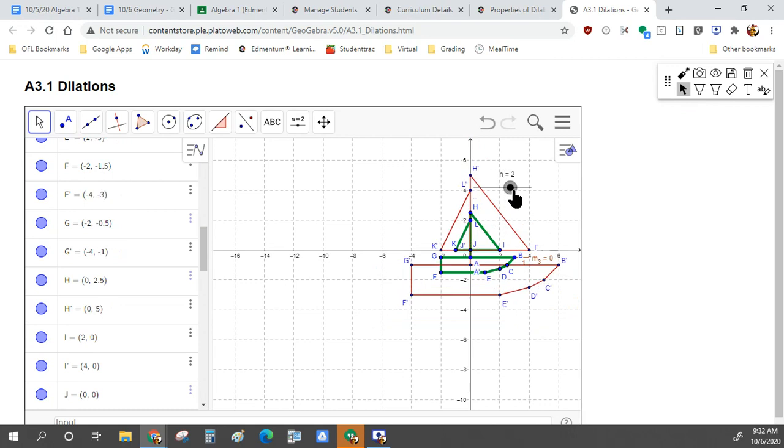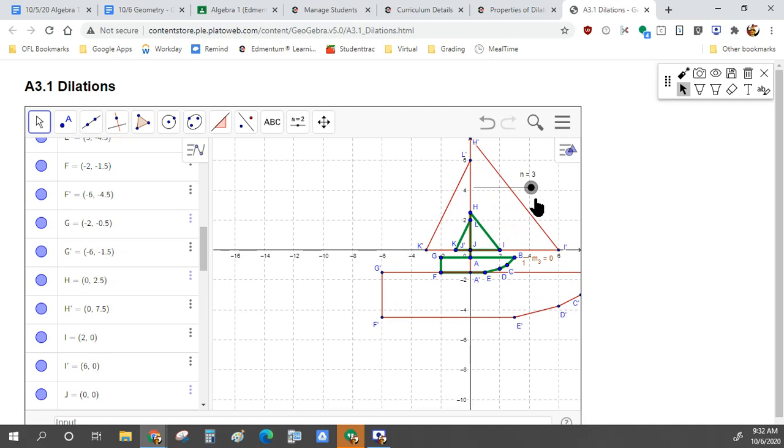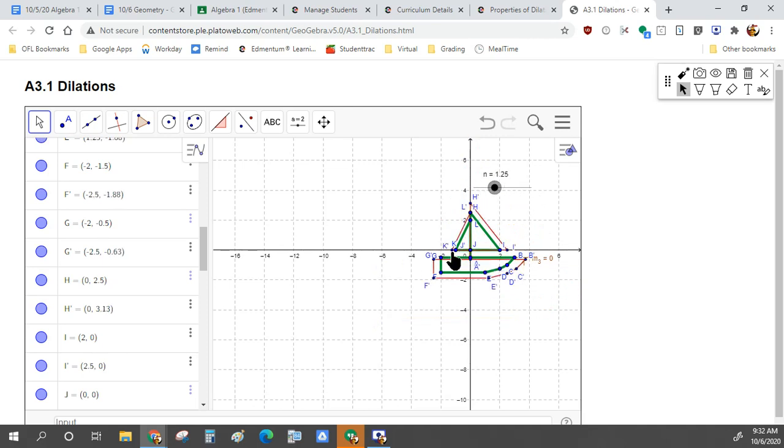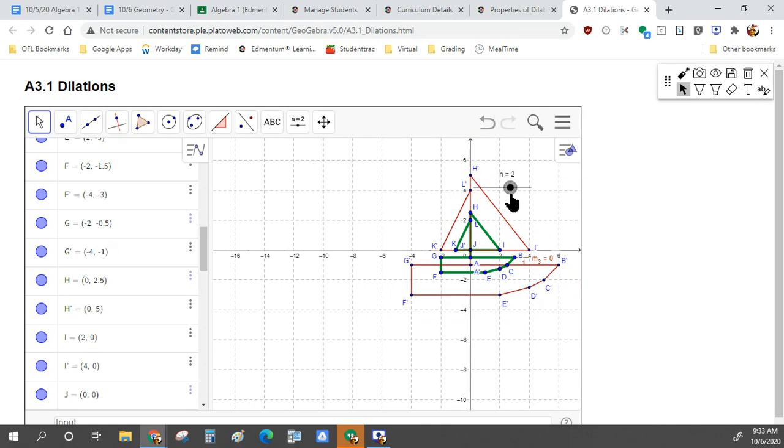Point J does not move. So if a point is right on the center of dilation, it is not moving. Look at K. K is on a line that has the center of dilation, and it just moves horizontally. Or if you look at H, which is on that line, it just moves up and down. So it's either going to move up and down or left and right if it's on the line that contains the center of dilation. If we look at F, for example, it kind of moves diagonally away from it.